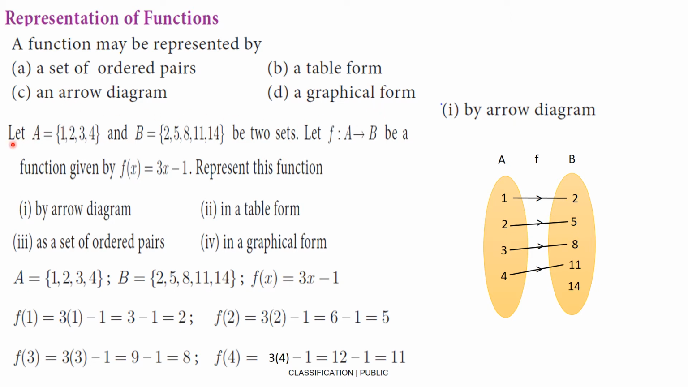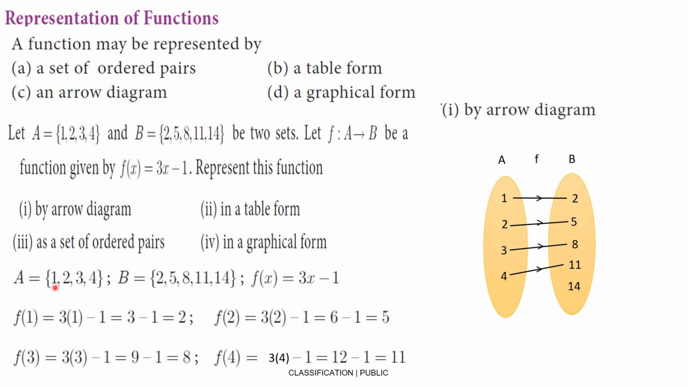A equal to {1, 2, 3, 4}, B equal to {2, 5, 8, 11, 14} be the two sets. Let f: A to B be a function defined by f(x) = 3x - 1. First, represent this function in these four ways. So first we can see the arrow diagram.